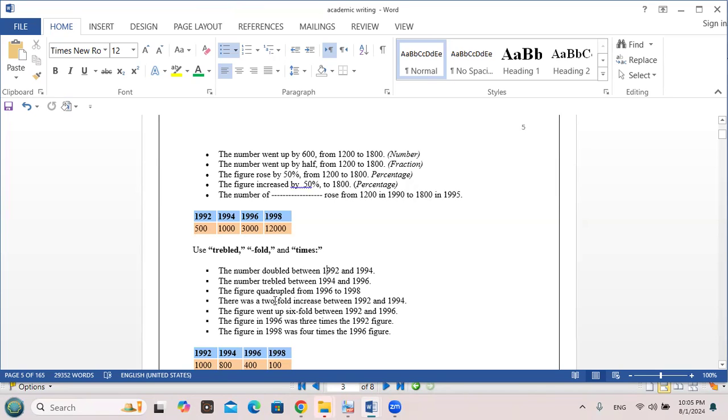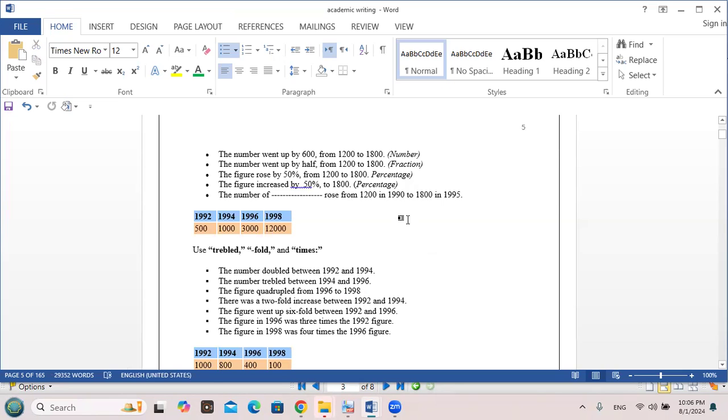Remember, when you have a dash, when you have a compound adjective, do not add s. Don't write two folds, because this is an adjective, and adjectives are not plural. We don't add s to an adjective. This is a compound adjective here, and you have the dash. So in that case, don't add s. Don't write a two-folds increase. No, it's wrong. A two-fold increase. And the figure went up 6-fold.